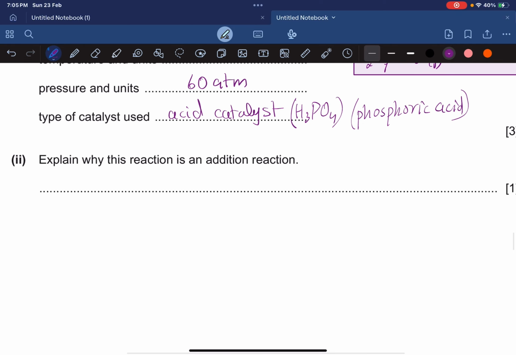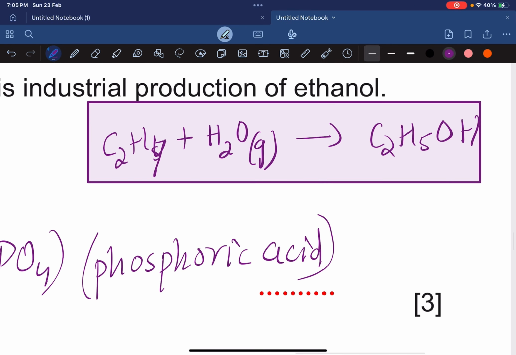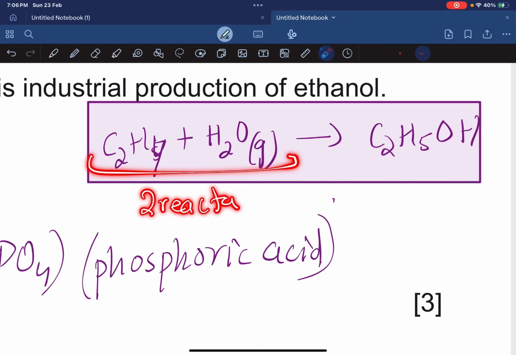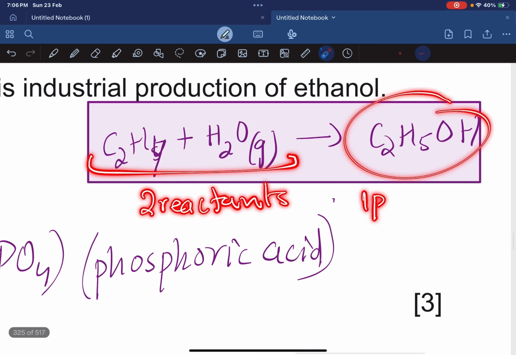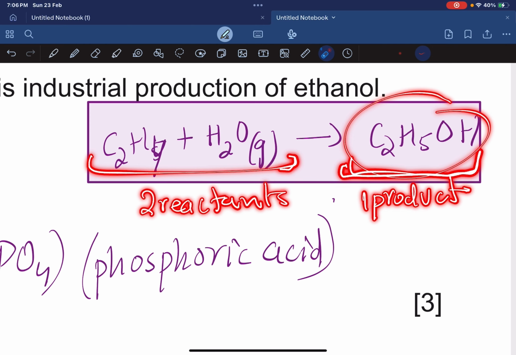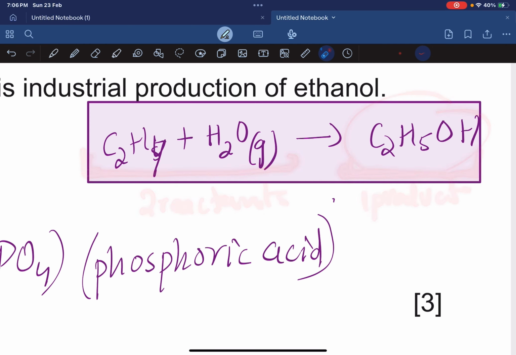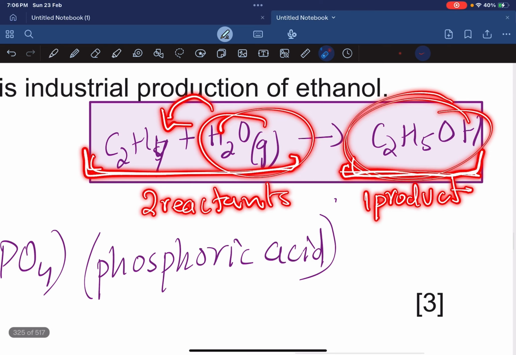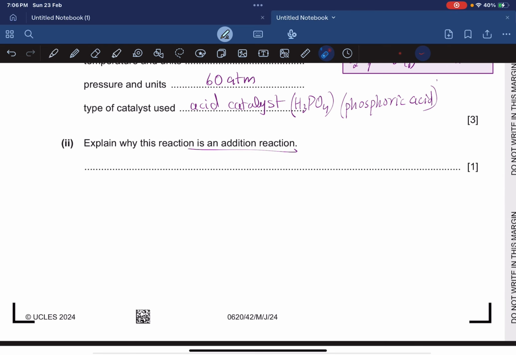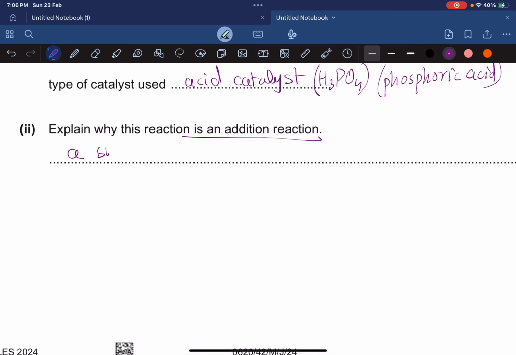Okay? Explain why this reaction is addition. I'll explain one thing. Always remember that in addition reactions you have two reactants and one product. In substitution reactions you have two reactants and two products. Whenever they ask why this reaction is addition, you see that your reactants are two, product is one. Always, because this thing is added into this thing and you form a single product. So the answer for this reaction to be an addition reaction is that a single product is formed.